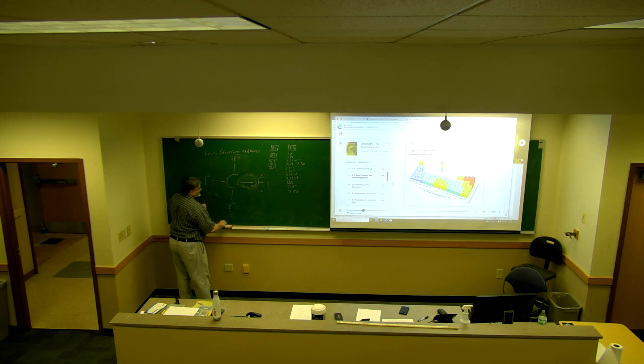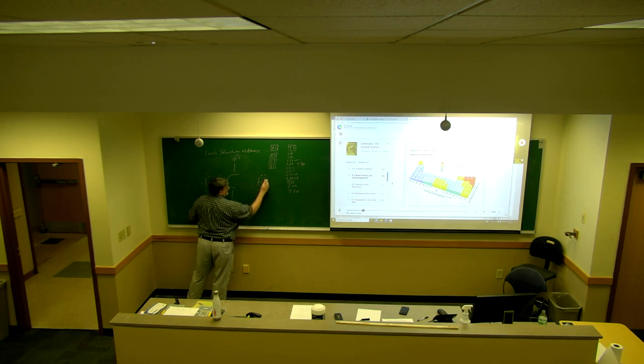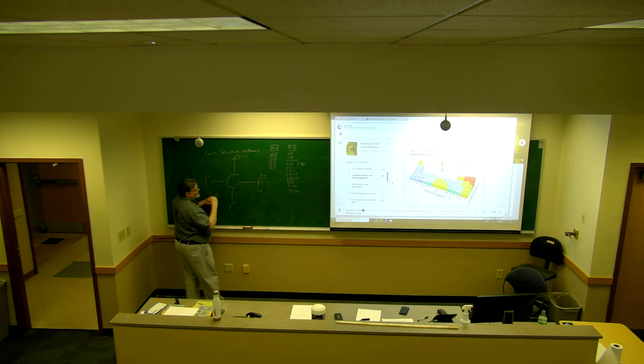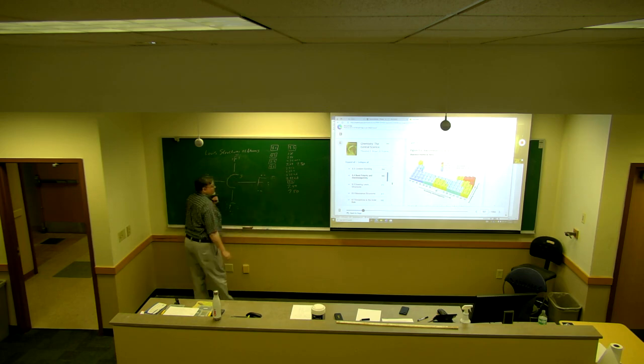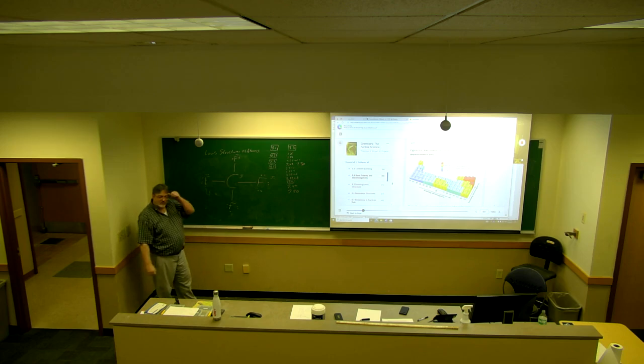Every one of these bonds has some polarity to it. Physicists, and I guess chemists too, we call it a dipole. It's two poles, a negative side and a positive side, so we call it a dipole. And we use this little Greek delta, positive, negative, to show which side is positive and which is negative. So that's a polar bond, a polar covalent bond.